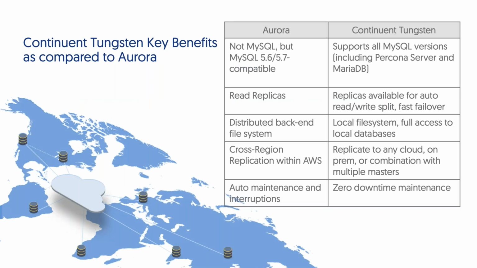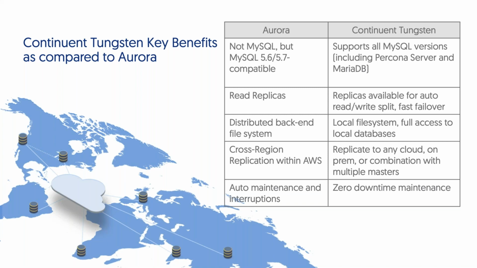So I'd like to summarize the key benefits of Continuent Tungsten when we're comparing to Aurora. So Continuent Tungsten supports all MySQL versions and flavors. So you are able to use the MySQL that you know and love, Percona Server, MariaDB, and whichever version you want to. Whatever data types you want to, it's all supported with Continuent Tungsten.